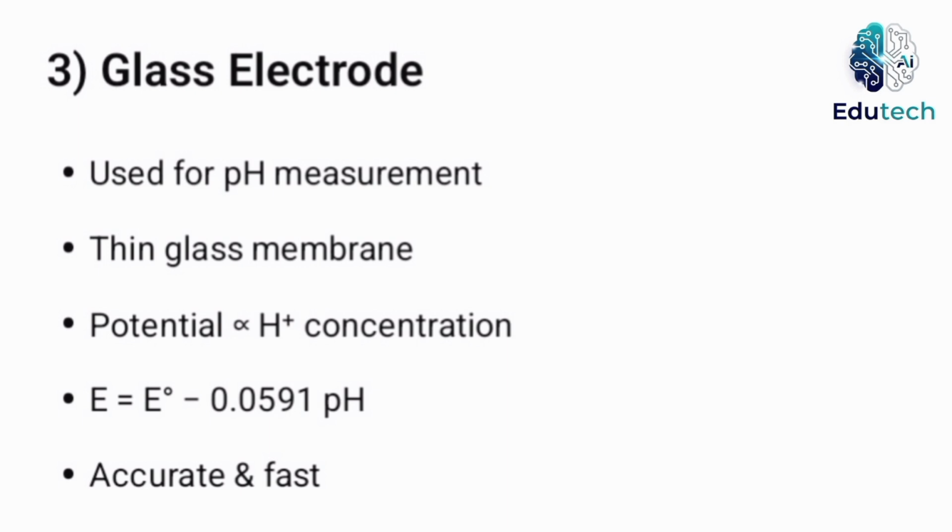When the electrode is dipped into a test solution, the hydrogen ions exchange with metal ions present in the glass membrane, producing a potential difference across the membrane. This potential depends on hydrogen ion concentration and follows the Nernst equation. E is equal to E0 minus 0.0591 pH. Thus, by measuring the potential difference, the pH of the solution is determined accurately. It is widely used due to its simplicity, quick response, and accuracy.